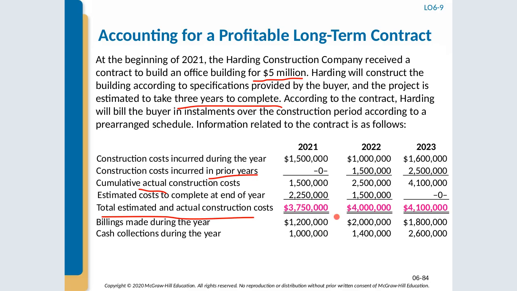$3,750,000, right? So if this was our total cost, we compare that to our $5 million, and we can see that we're going to have a gross profit generated from this project. We have billings made during the year. That means our accounts receivable, right? Every time you see billings, that means accounts receivable. And then, of course, the cash that we have collected, all right?